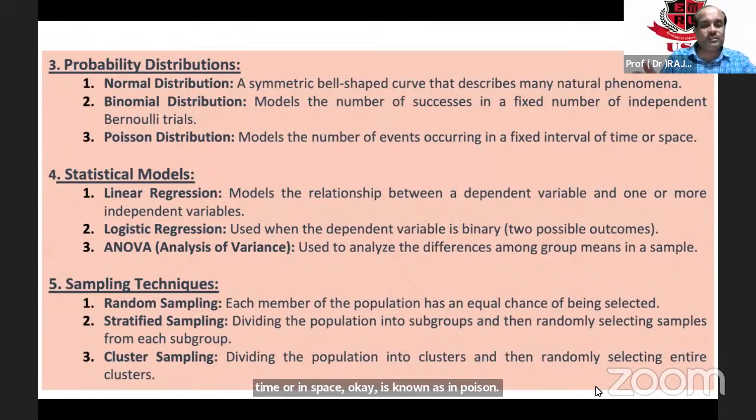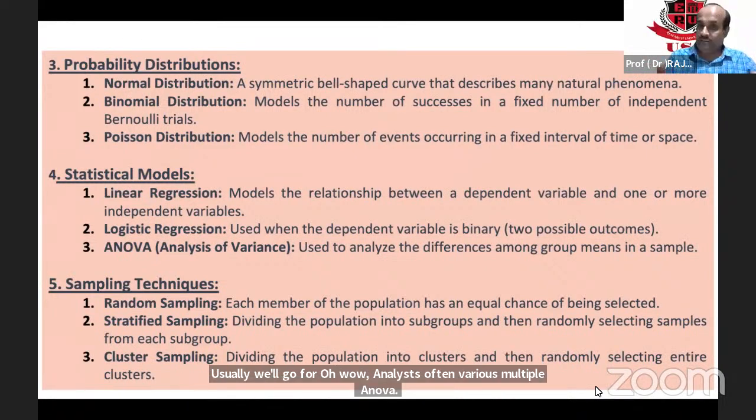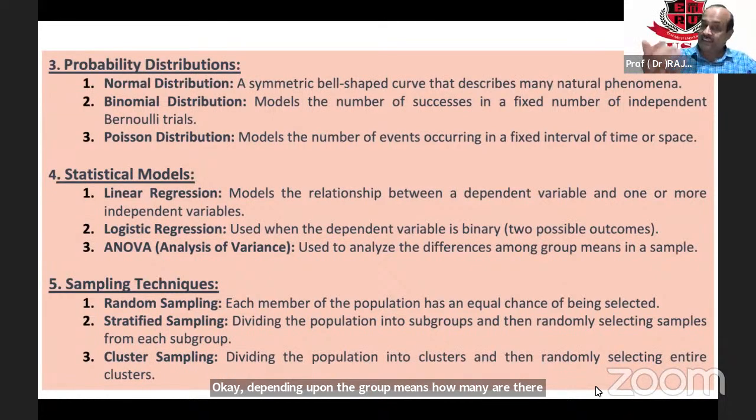Next are the statistical models. You can go for a linear regression if you want to see the relationship between a dependent variable and one or more independent variables. Whenever the dependent variable is binary, meaning two possible outcomes, at that time you can go for logistic regression. Usually, we'll go for ANOVA, meaning analysis of variance, or multiple ANOVA, depending upon how many groups there are, whether within the group or between the groups.